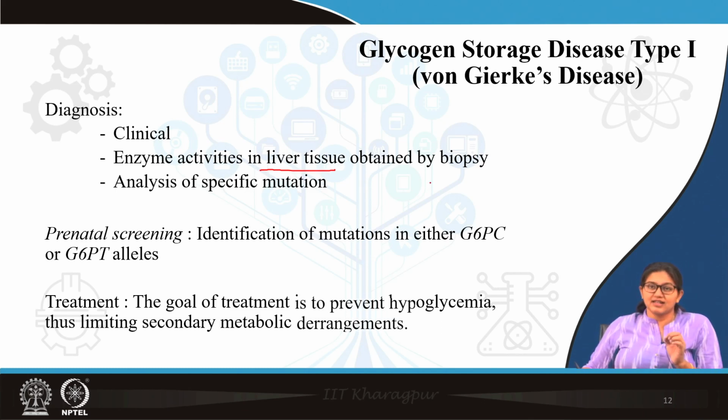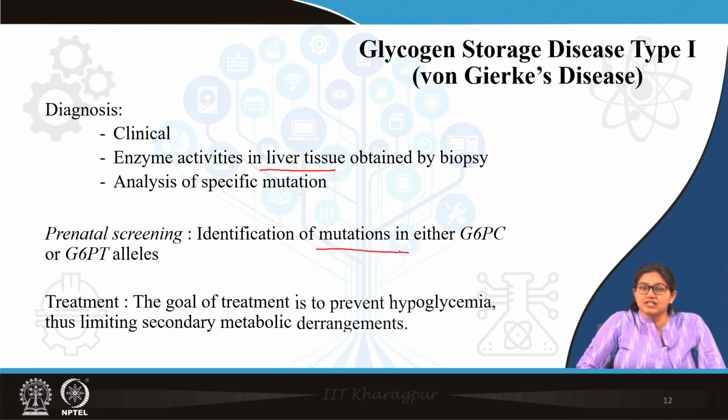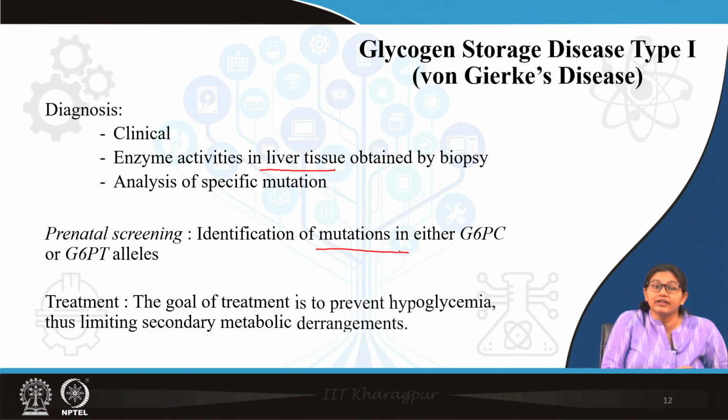But these days, basically the diagnosis is mostly dependent on the identification of specific mutations which are giving rise to these diseases. So, mostly these days enzyme activities are not measured, the diagnosis is mostly dependent on molecular diagnostic technology. Even it can be diagnosed prenatally. So, prenatal screening can be done from chorionic villus sampling for the presence of these mutations. G6PC or G6PT alleles are mutations which are causing von Gierke's disease. So, prenatally that can be screened.